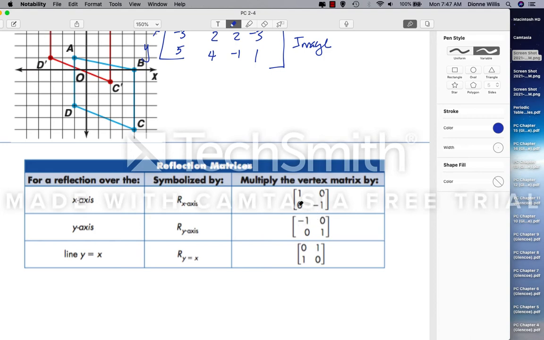By the way, if you look at what this matrix will do, it's going to change all of the x values to their opposites, and it's going to leave the y values the same, which is exactly what you want if you're reflecting something across the y-axis. So we're going to take that matrix and use it to multiply the matrix for the polygon that we have.